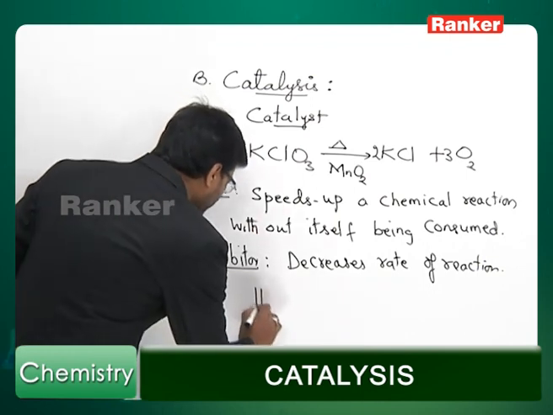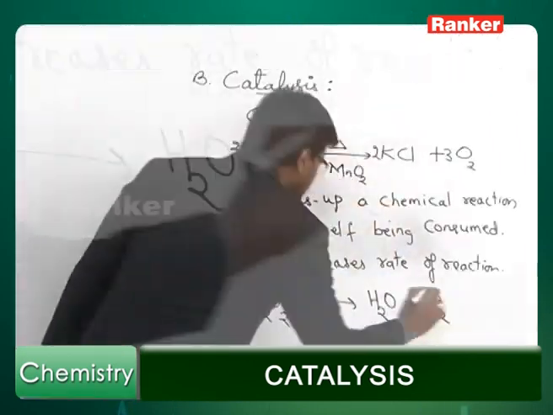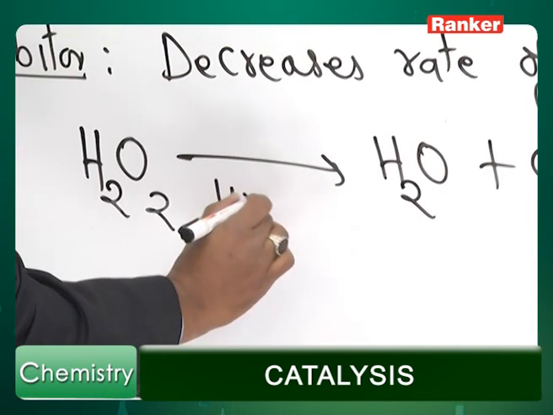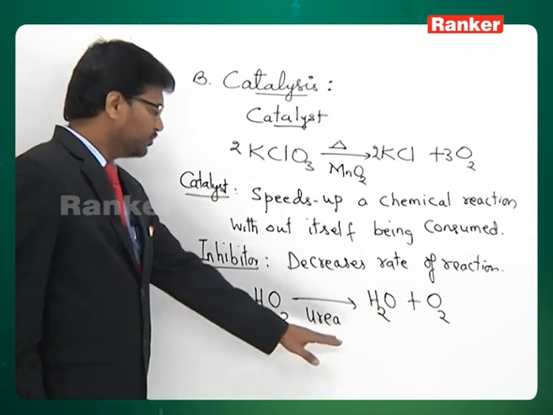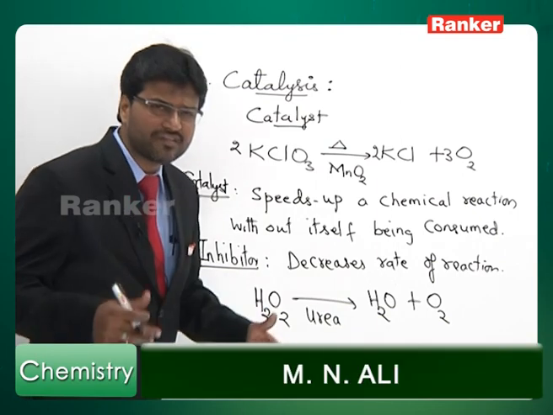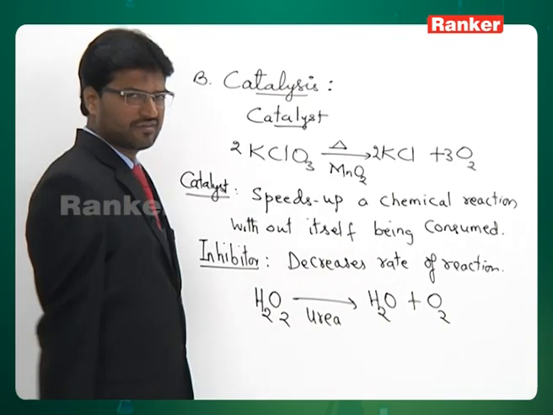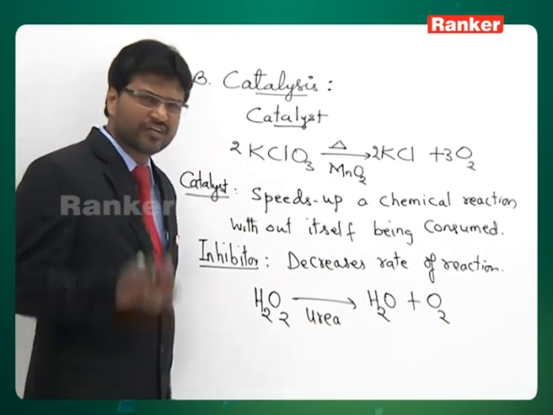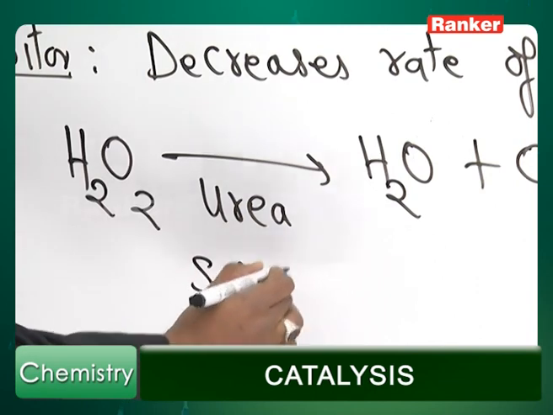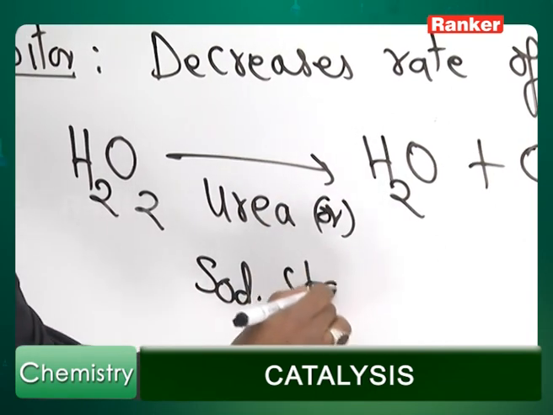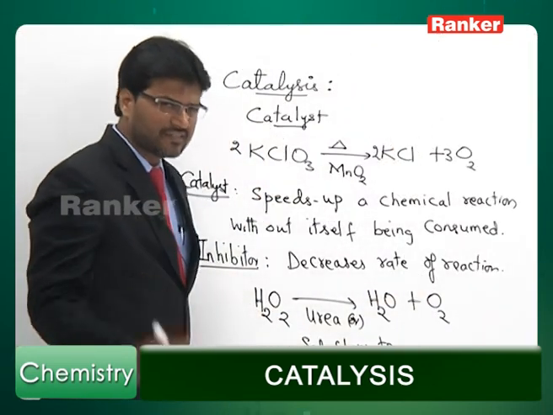For example, H2O2 decomposes to give H2O and O2. A small amount of urea added to this substance will decrease the rate of reaction. That means urea stabilizes H2O2, or I can put it in this way, urea is an inhibitor for this type of reaction. It's a stabilizer, inhibitor. Negative catalyst decreases decomposition of H2O2. You can as well use urea or sodium stannate. These substances in this reaction are said to be acting as inhibitors.